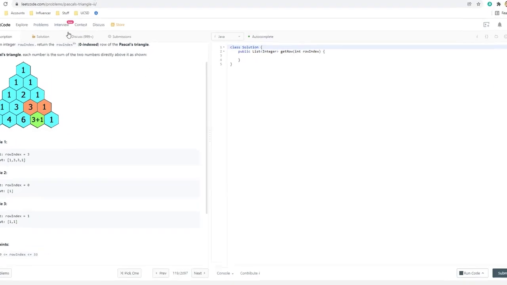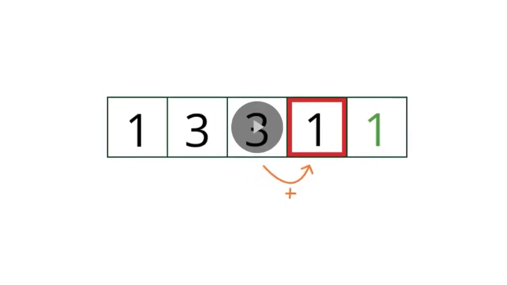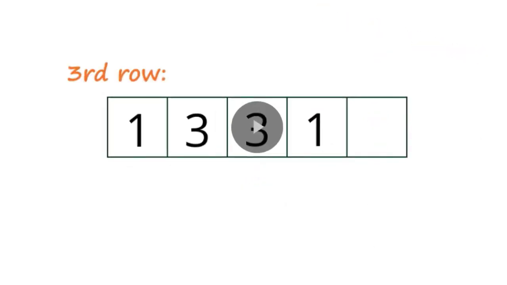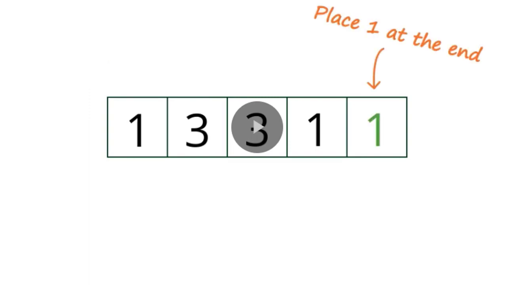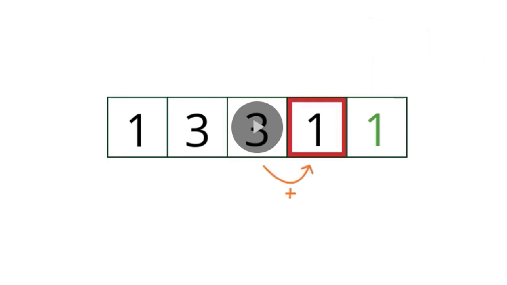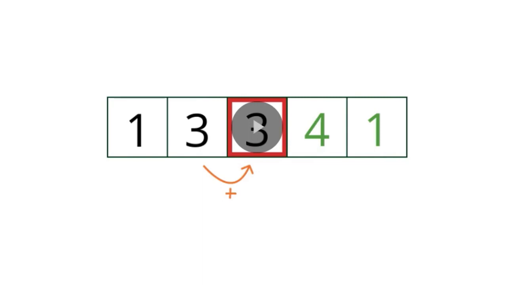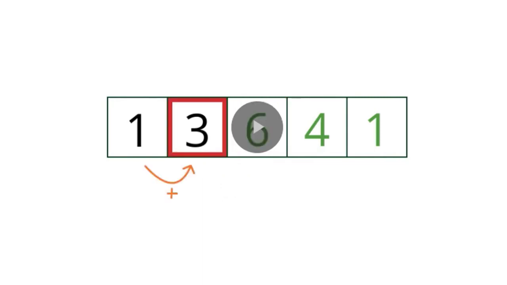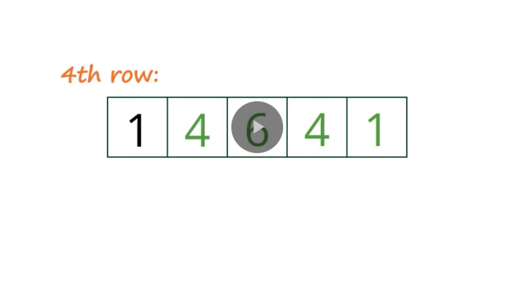Here is a little tutorial that shows that. So here is our third row. The first thing we're going to do is place a 1 at the end of the existing row. Then we're going to add 3 plus 1 to get 4. Then we'll do 3 plus 3 to get 6. Then we'll do 3 plus 1 to get 4. And there we have our fourth row.